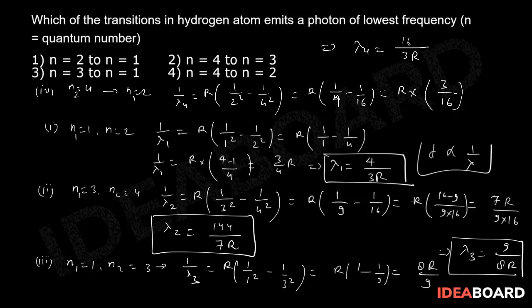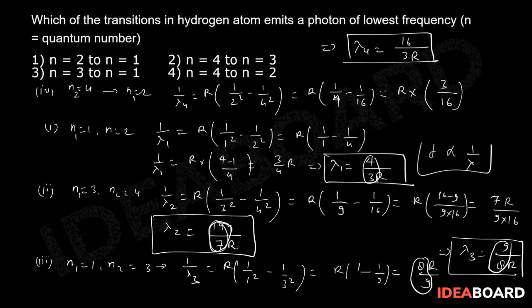So now R is obviously common in each and every lambda. So now we just have to see the ratio of these values. First value 4 by 3, then 144 by 7, then 9 by 8 and 16 by 3. Correct. So we are pretty clear that 144 by 7 is the greatest value.